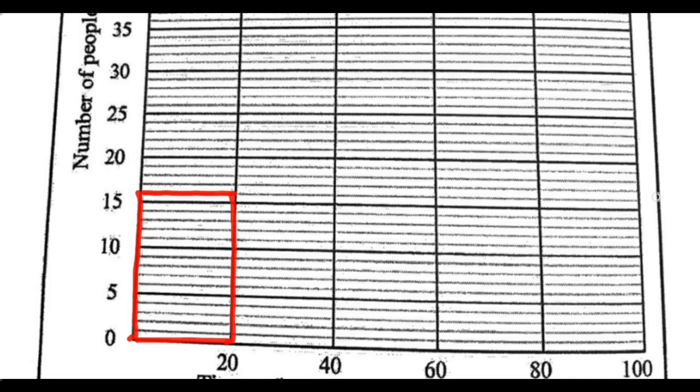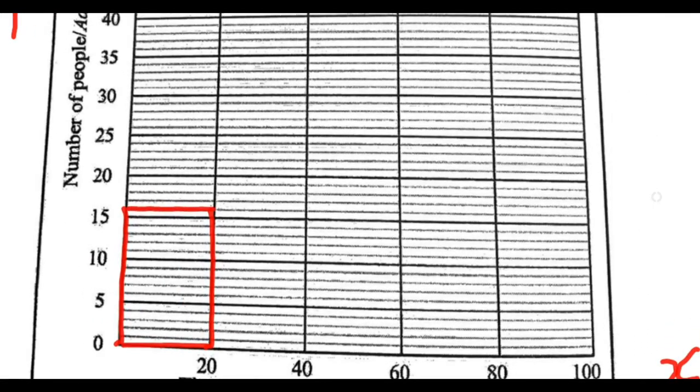Between 20 and 40 we have 24 frequency. So this is 20 and 40, we have 24. So 24 is going to be here. This is 24. Now I draw vertical lines again to join the class intervals.